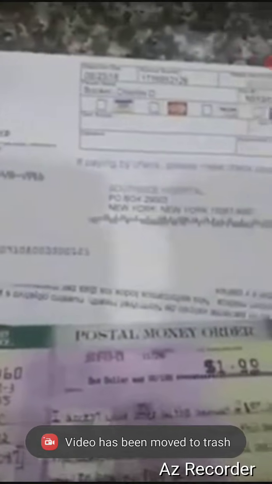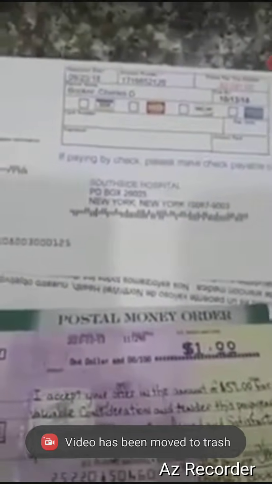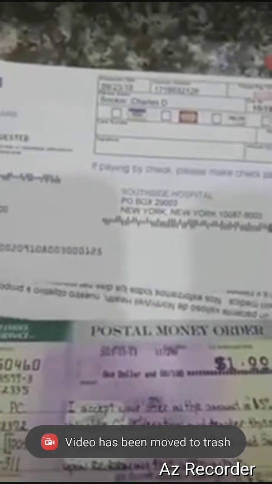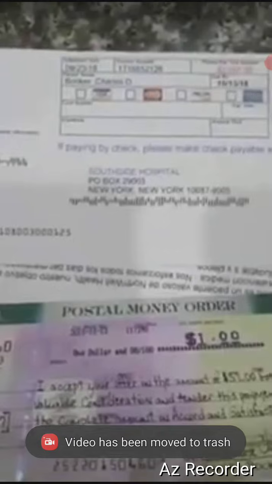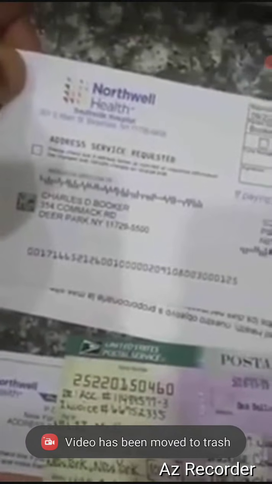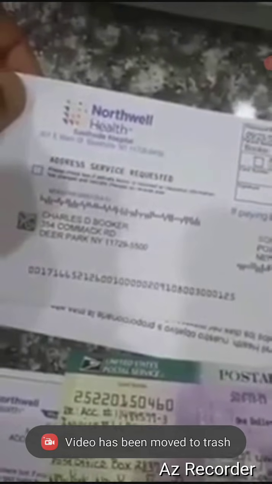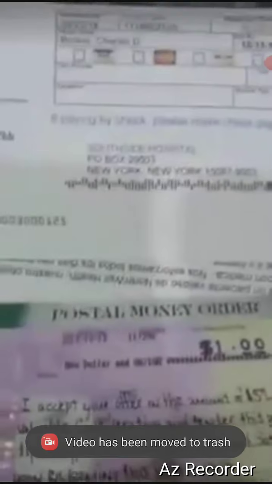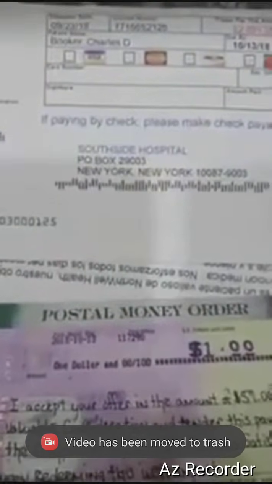So there's $2,090, and that's Southside Hospital. The hospital is located in Bayshore, New York. But I guess the parent company, the company that actually owns the hospital, they're in Manhattan, New York. Interesting, very interesting. Northwell Health, Southside Hospital, it's East Main Street, Bayshore, New York. That's the physical address. This is the parent company's address. So anyway, basically they sent me the bill.